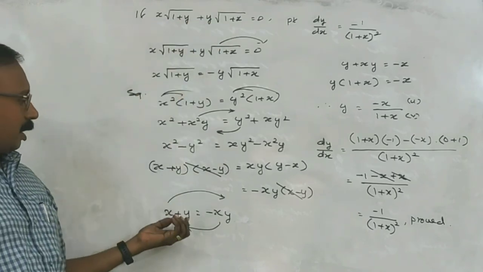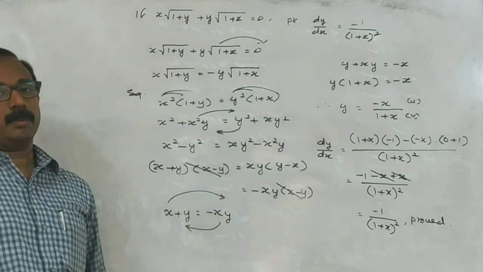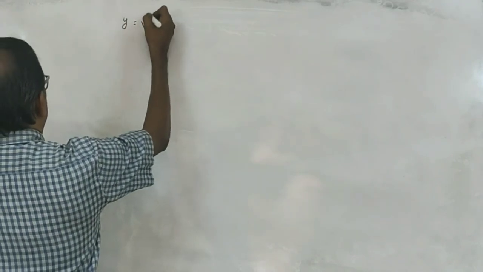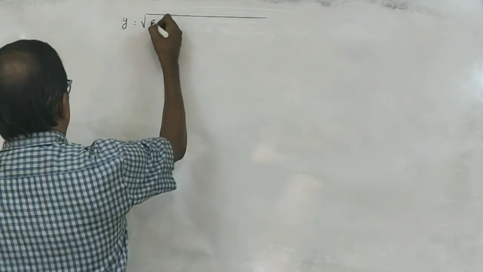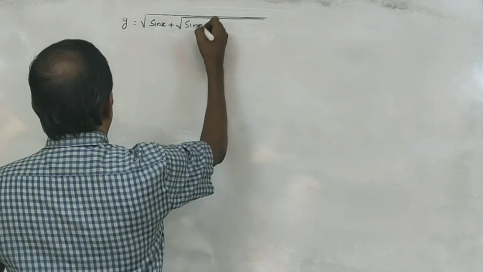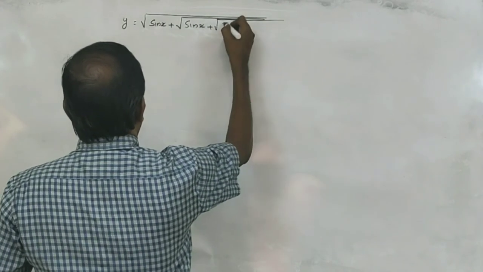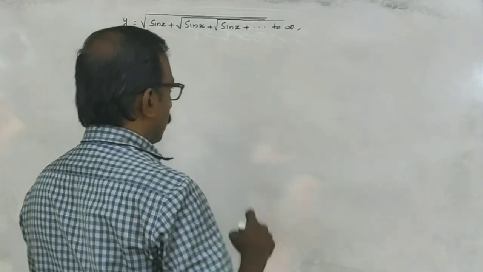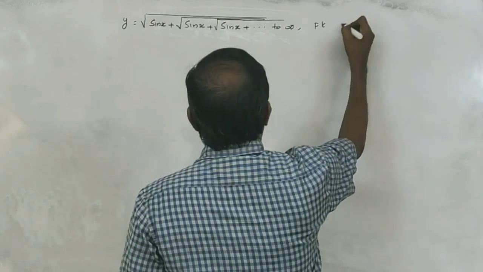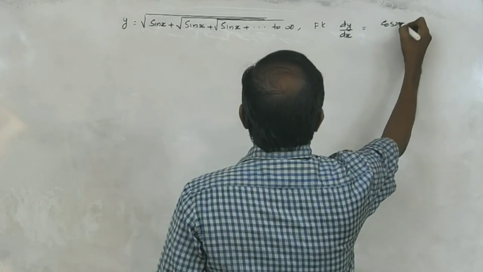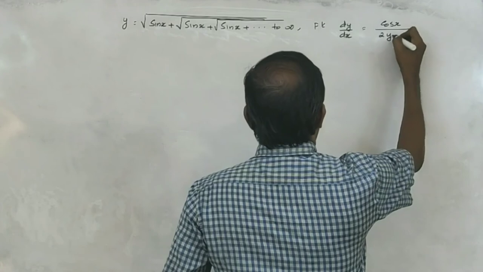Here the question is like this. We have to arrange the question and find y, then find the derivative. Next question is y is equal to root of sin x plus root of sin x plus root of sin x plus etc. to infinity. Prove that dy by dx is equal to cos x by 2y minus 1.